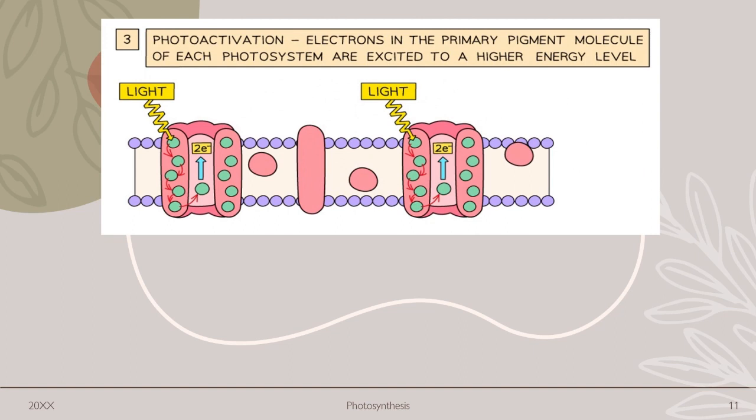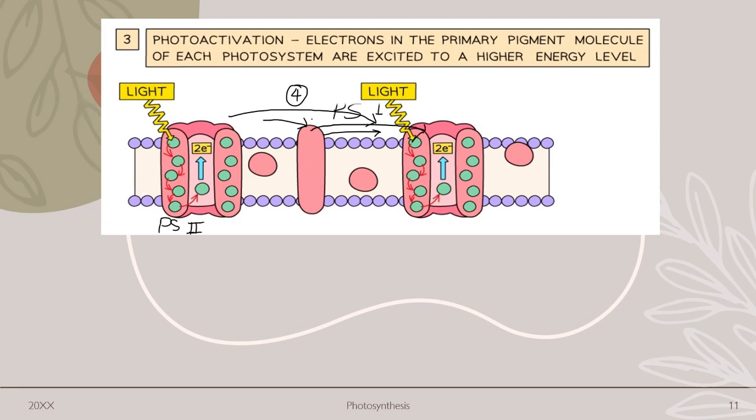Just the same as in cyclic photophosphorylation, the electrons become excited. When they become excited, they're promoted to another energy level. Then in step 4, the excited electrons go back into the proton pump. This is the proton pump you can see here. When they go into the proton pump, they are then pumped into photosystem 1, which is right here.